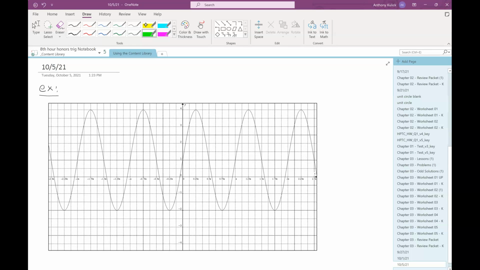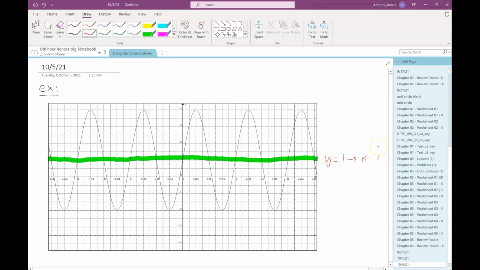So, if I want to get an equation out of this graph, usually the first thing I'm going to look for is the midline. So just looking with my eyeballs, it appears that the midline is here at y equals 1. So that tells me that my k value is 1.